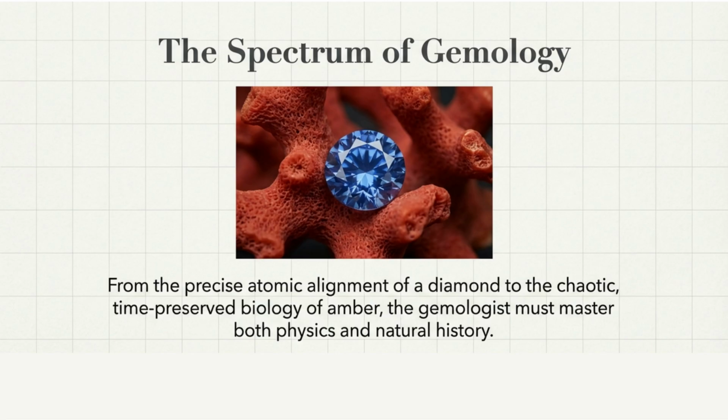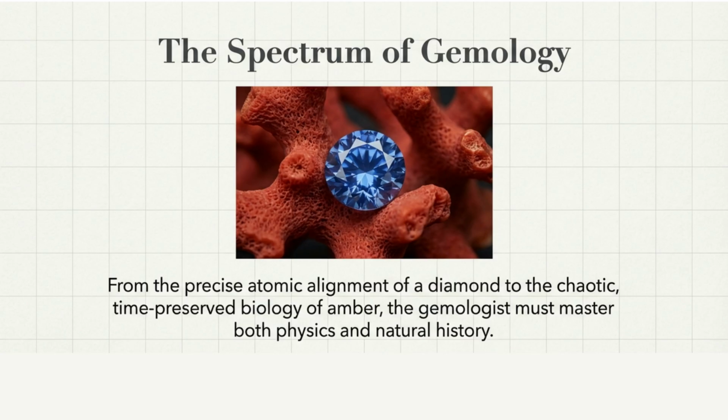Now, zoom out and look at what ties all of this together. On one end of our spectrum, you have the precise atomic alignment of a diamond, cubic symmetry, a single refractive index, and light paths you can model with neat diagrams and equations. On the other, you have the chaotic, time-preserved biology of amber, sticky resin turned fossil, trapping insects and softening in a warm, ultrasonic bath. To be a competent gemologist, you have to be fluent in both worlds.